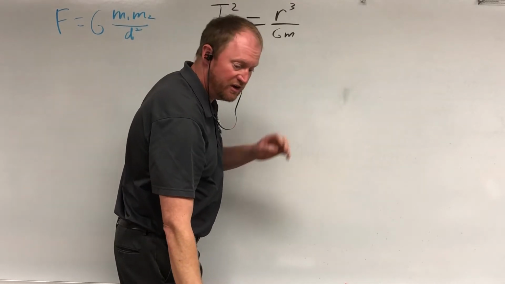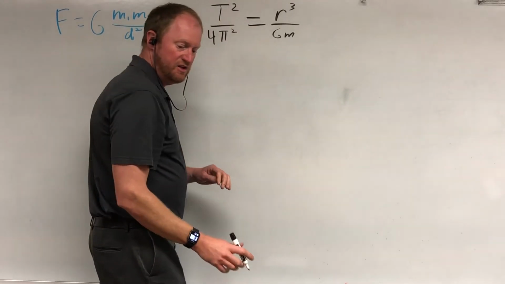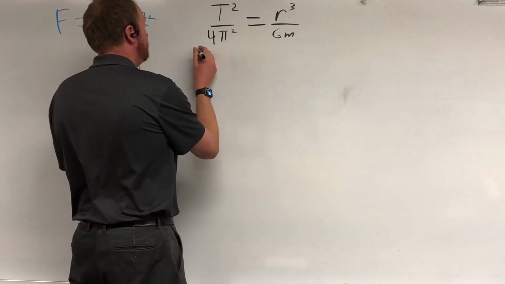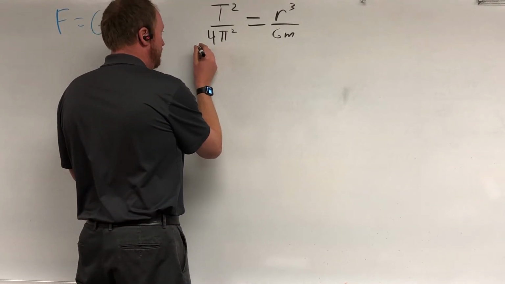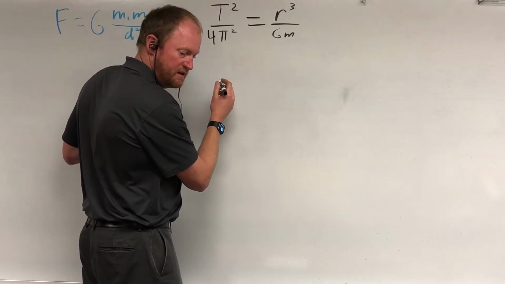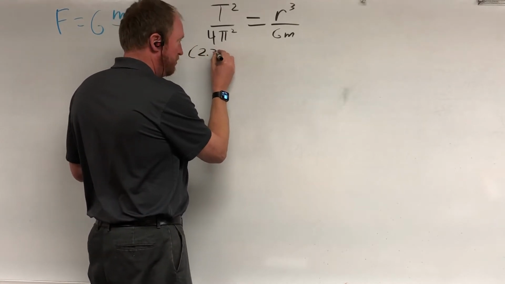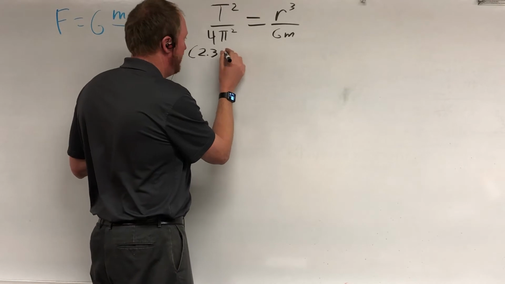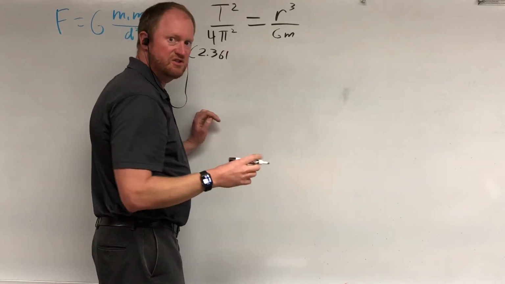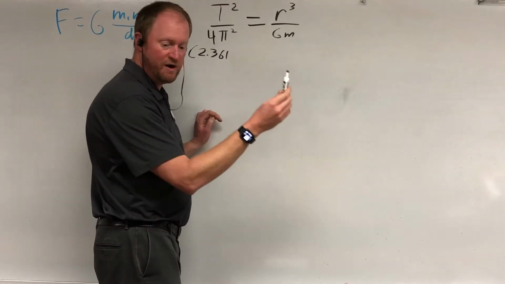First, we'd like to fill in the best known values that we have. So for the period of the moon's orbit is approximately 2,361,000 seconds. So that's the amount of time it takes the moon to go around the Earth once.